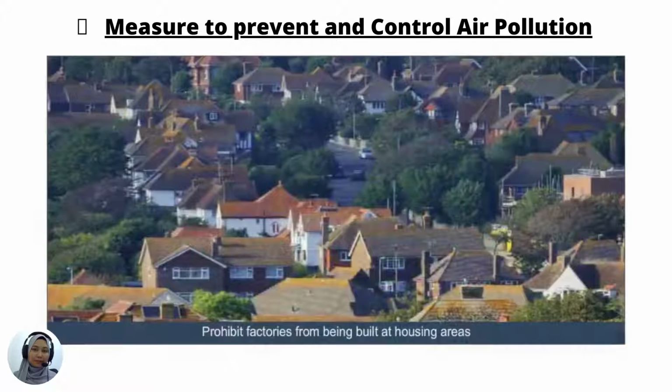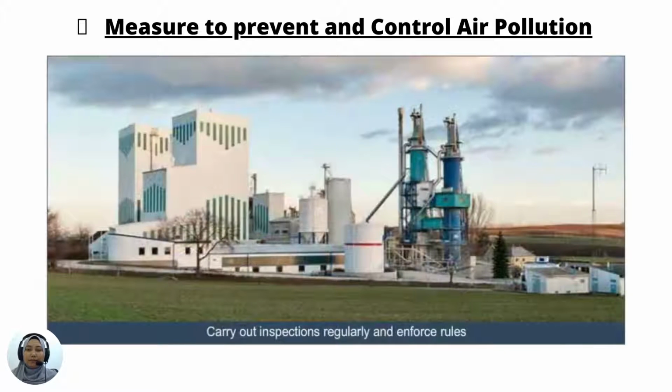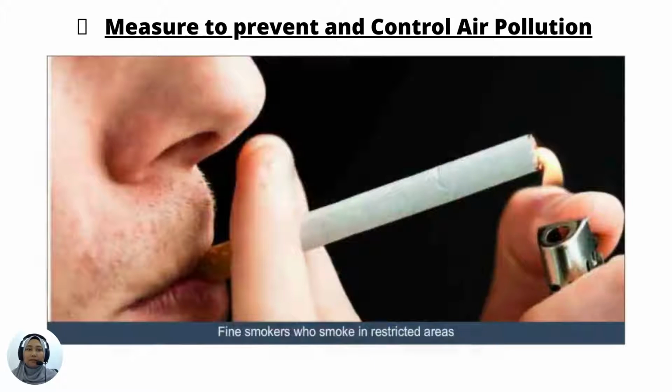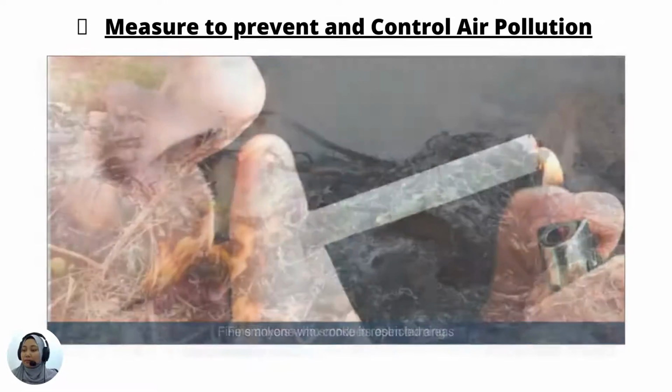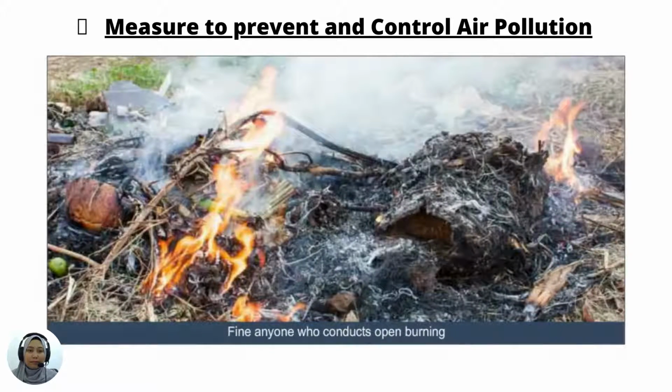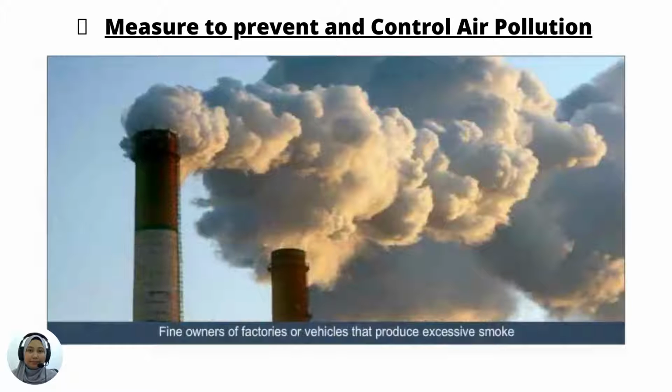There are some steps that can be taken for law enforcement. Prohibit factories from being built near housing areas. Carry out inspections regularly and enforce rules. Fine smokers who smoke in restricted areas. Fine anyone who conducts open burning. Fine owners of factories or vehicles that produce excessive smoke.